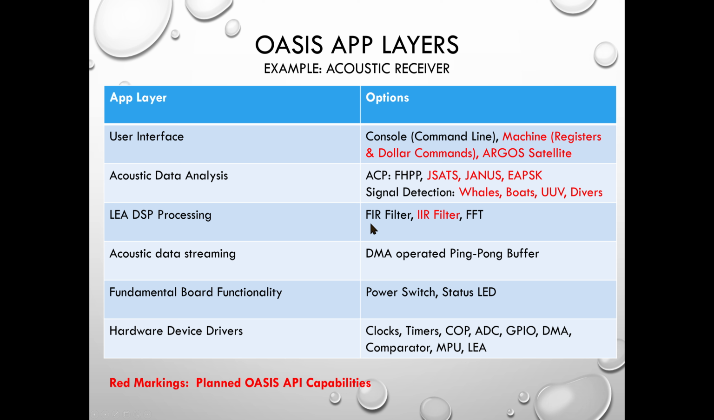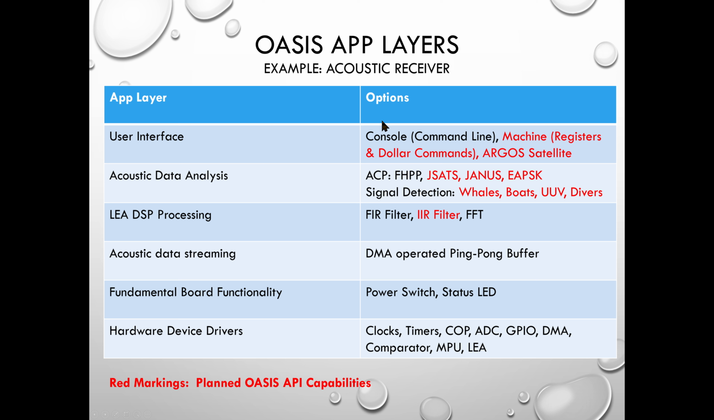Once that is done, you take your transformed or filtered data and you do some sort of analysis on it. Frequency hopping, pulse position coding would be one, an acoustic communication protocol. There's other ones that we will add in future revisions of the API, or maybe you're doing signal detection. We're working on a project for whale detection, but it could be something else.